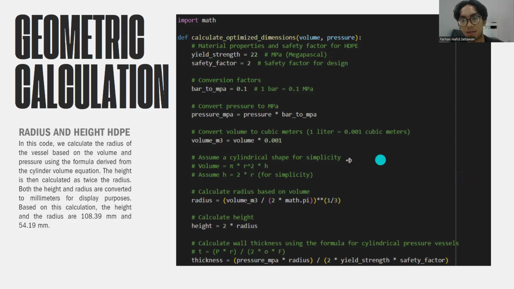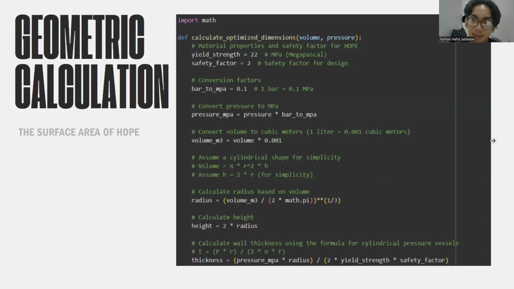Simply, this code is based on the derived formula of the cylinder volume equations to get the height and radius per meter for the HDPE materials on the hydrogen storage that we're going to use.